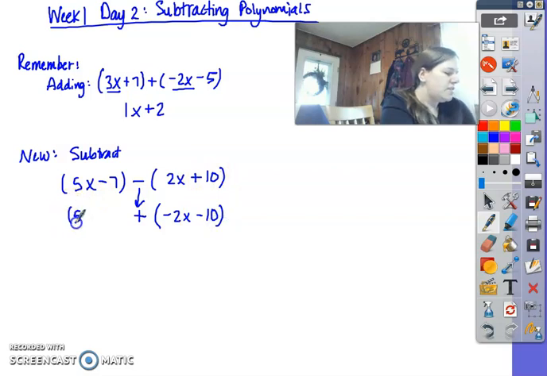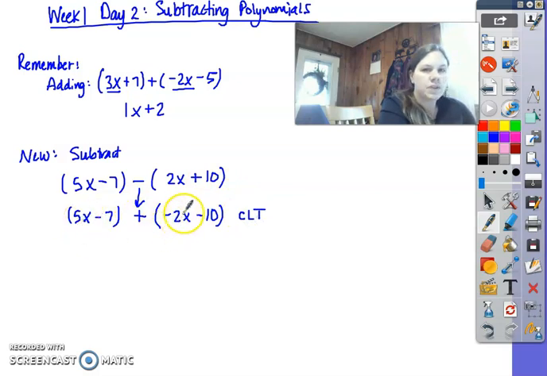My first set of parentheses does nothing because there was no subtraction in front of it. Now we just combine like terms. And I'll write a little CLT there to remind you. So 5x minus 2x leaves you with 3x. And negative 7 minus 10 leaves you with negative 17. And there's your final answer.